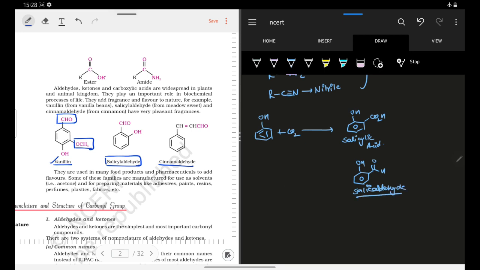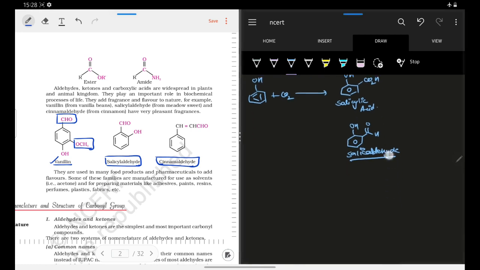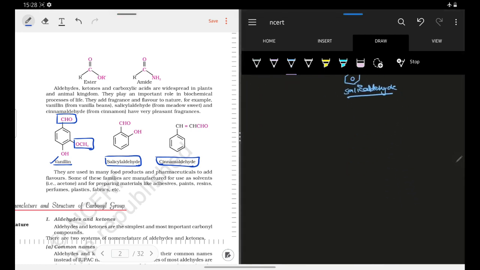Now let us try to remember the structure of cinnamaldehyde. Cinnamaldehyde is very important. One of the questions that it can ask you, if you have already studied aldol condensation, then you can watch this part. If you have not read aldol condensation, I think most of you would be knowing it. If you don't know, then wait for some time. I will be teaching it on this channel itself. It will be covered in this chapter only.